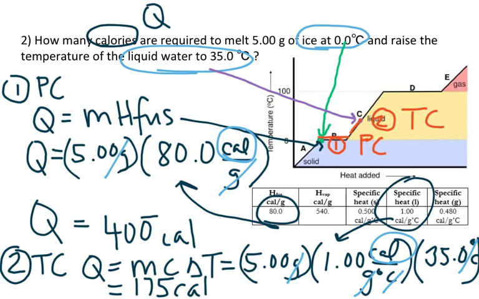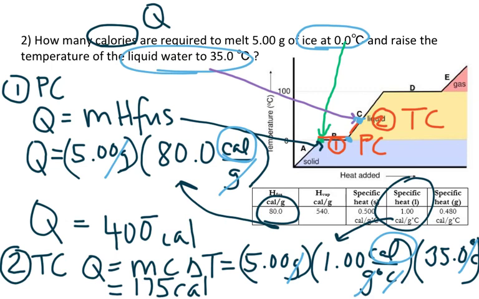So that last part is going to be doing the temperature change calculation, which I squeezed in at the bottom right here. So we're going to use Q equals MC delta T. We're going to put in the specific heat of liquid water. Make sure you have the correct specific heat value. And then the temperature change is 35 degrees because we're starting at 0 degrees down here and we're moving up to 35 degrees up here.